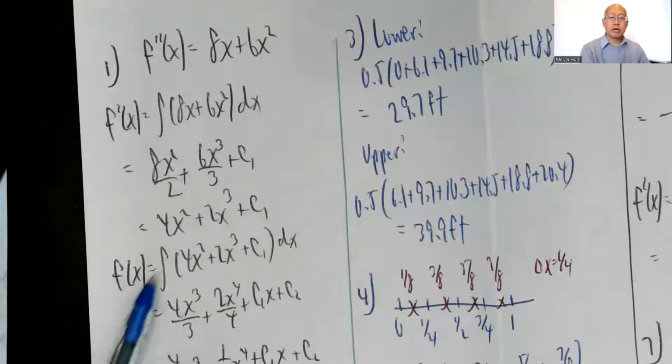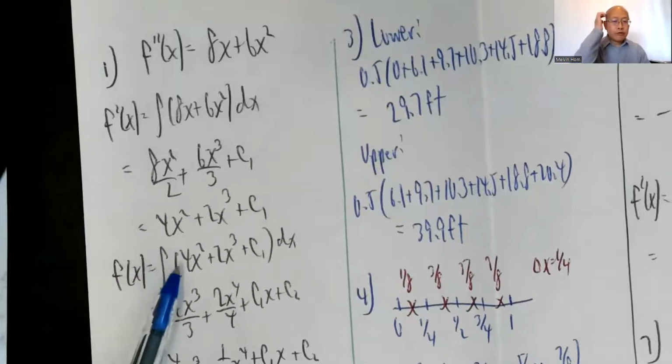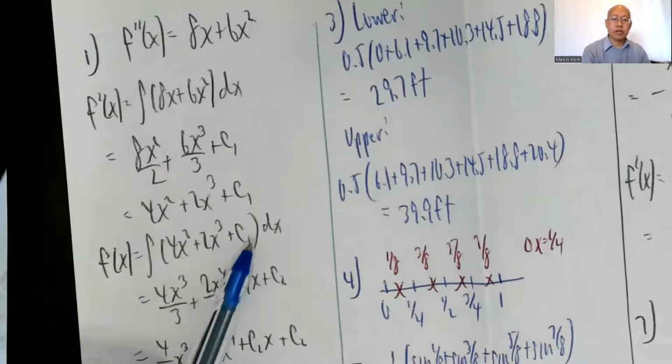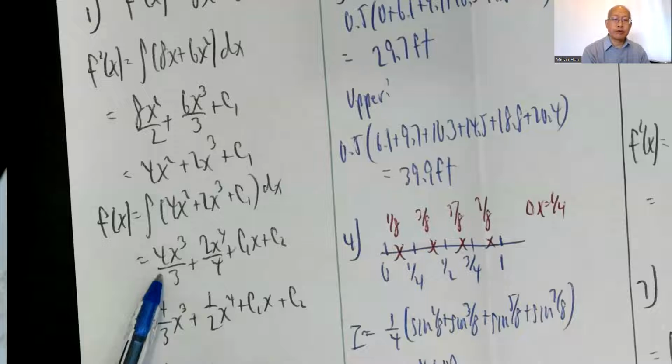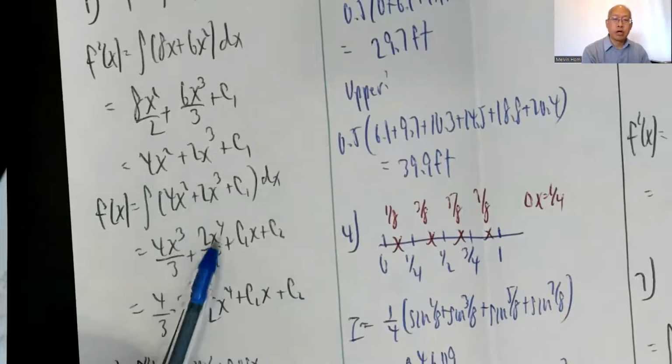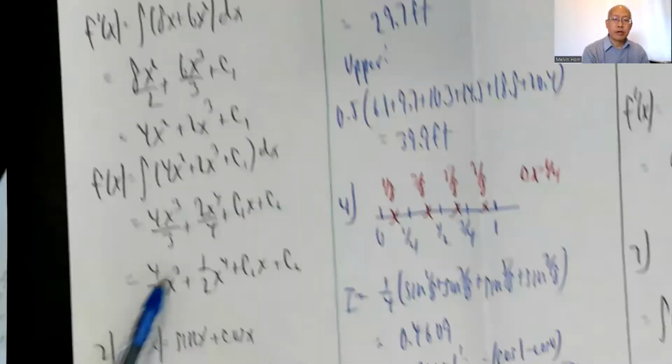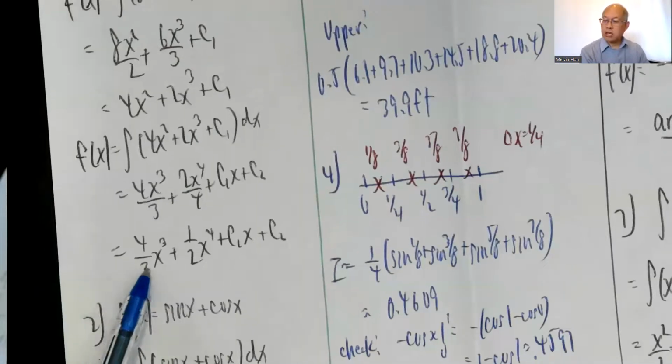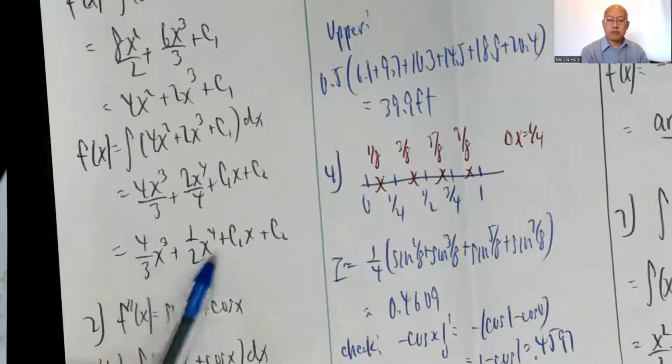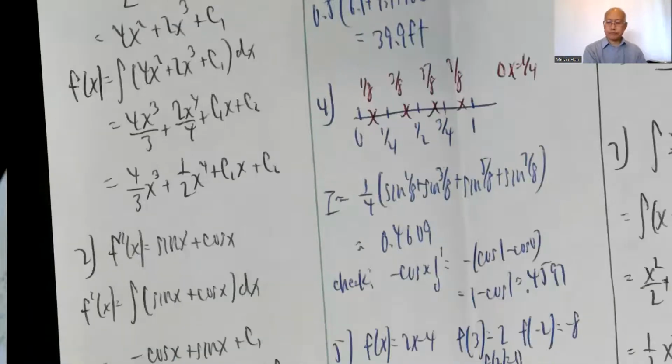And integrate one more time to get f. So integral of 4x squared plus 2x cubed plus c1 dx. That's 4x cubed over 3 plus 2x to the fourth over 4 plus c1x plus c2. Simplify: 4/3 x cubed plus 1/2 x to the fourth plus c1x plus c2.